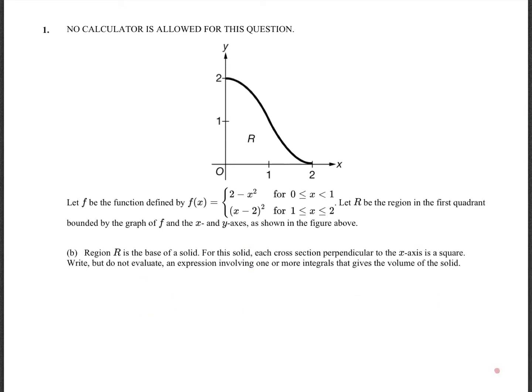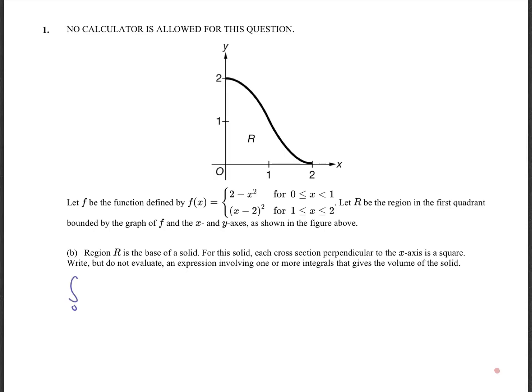Okay, so for part B, they say the region R is the base of a solid. For this solid, each cross-section perpendicular to the x-axis is a square. Our cross-sections are going perpendicular to the x-axis, so everything will be in terms of x. And this will definitely be going from 0 to 2. That's the smallest and greatest x value associated with this region. They say write but do not evaluate an expression involving one or more integrals that gives you the volume of the solid.